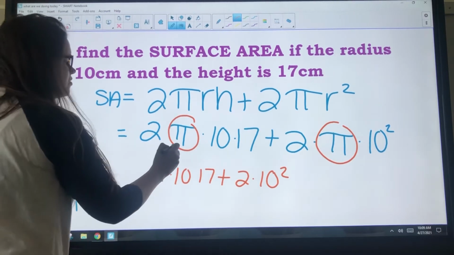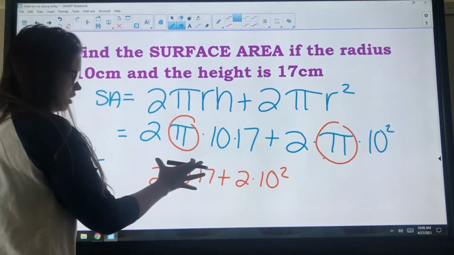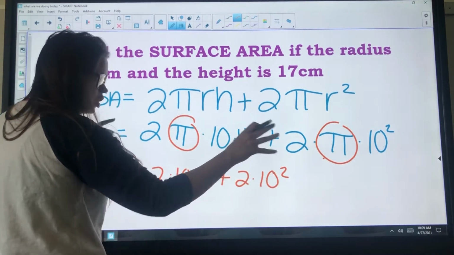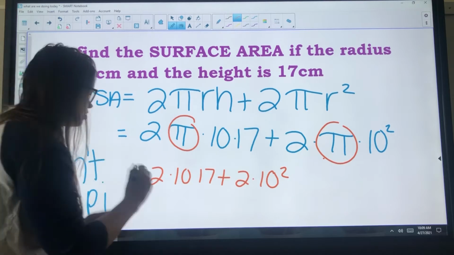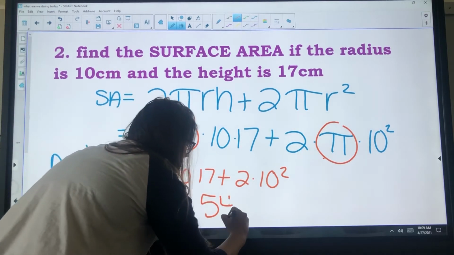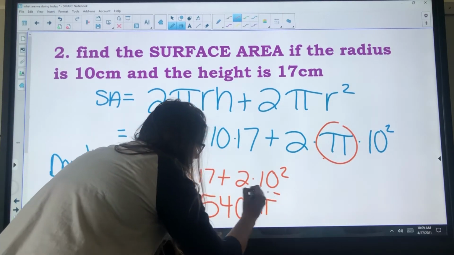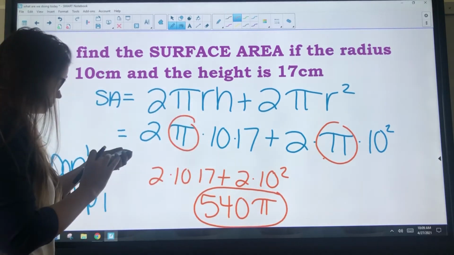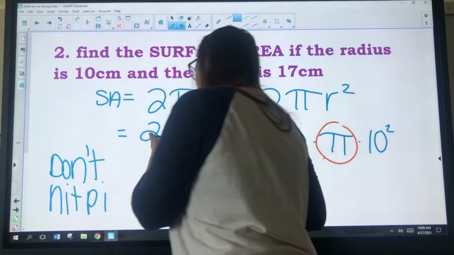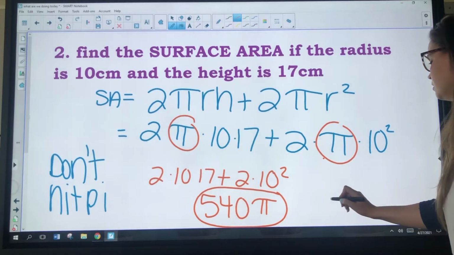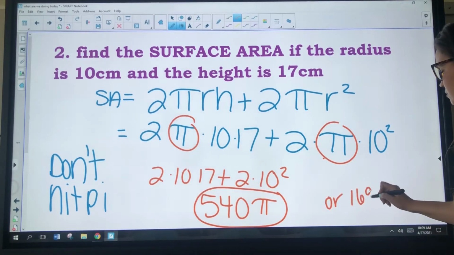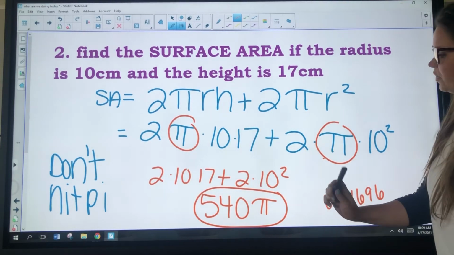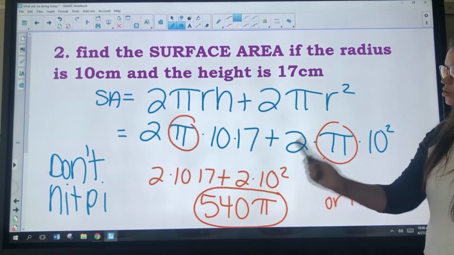So it's kind of like it's a variable, and you're allowed to times these and add these because these are like terms because they both have pi in it. So you should get 540 pi, which is really 1,696. But Khan Academy will ask for the exact answer, and that is what you will write.